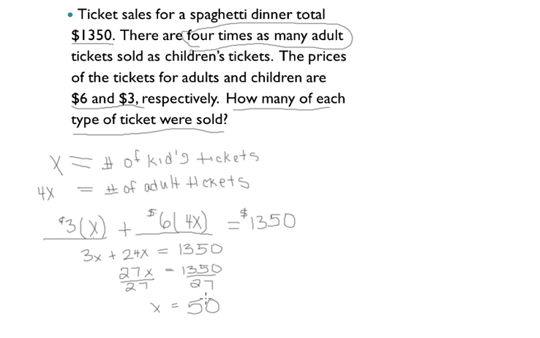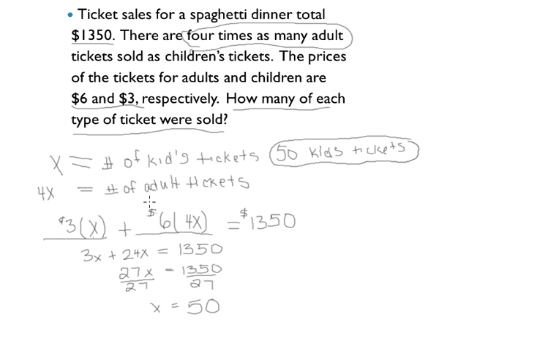Now, I'm not done, but I do know what x stands for. So I go up to where I define my variables. x is the number of children's tickets, and so there are 50 kids' tickets sold. And that is one of my answers because it asks how many of each type of ticket were sold.